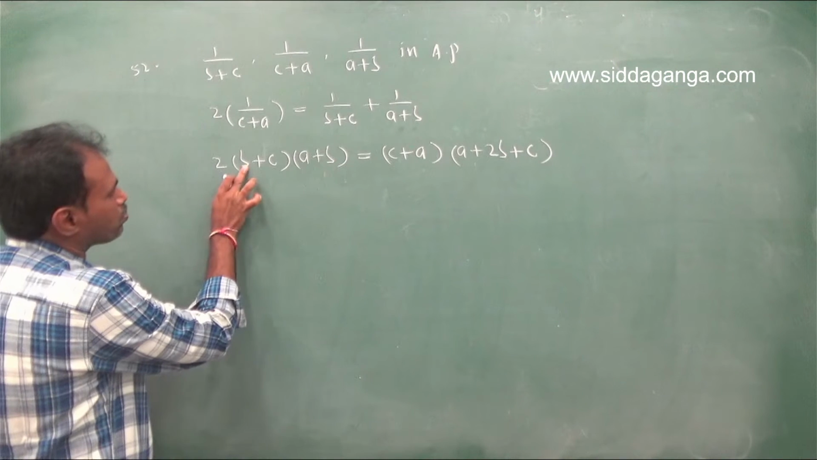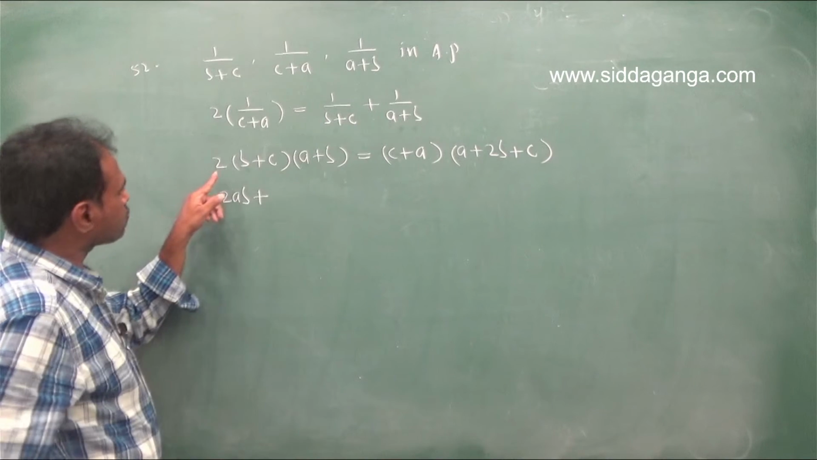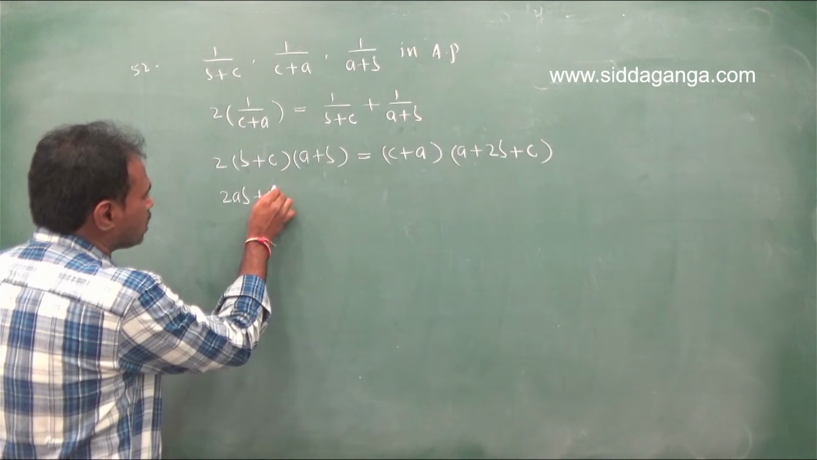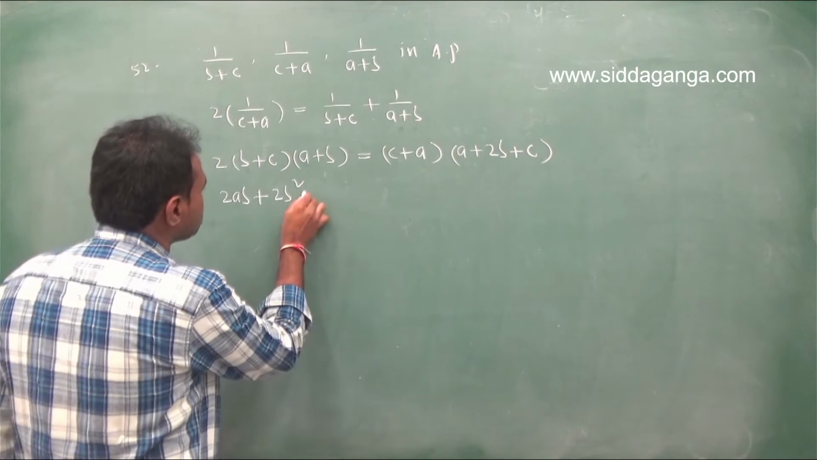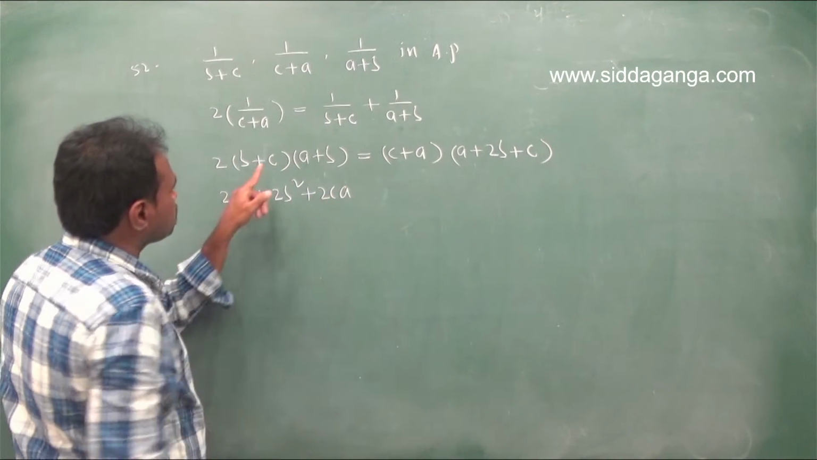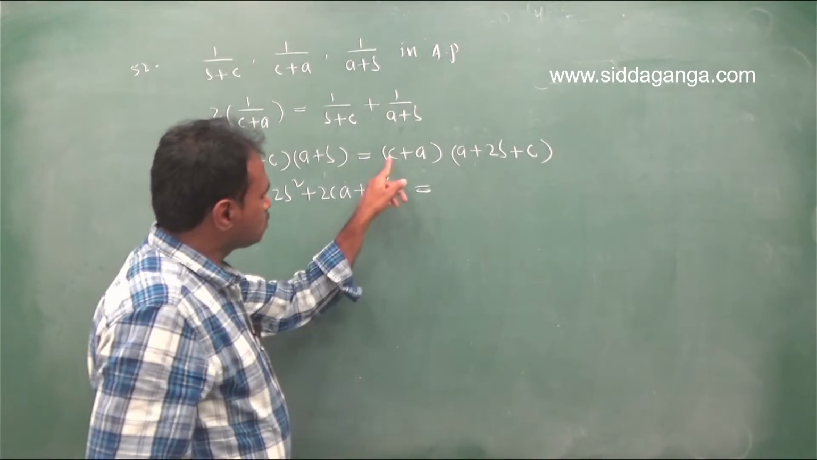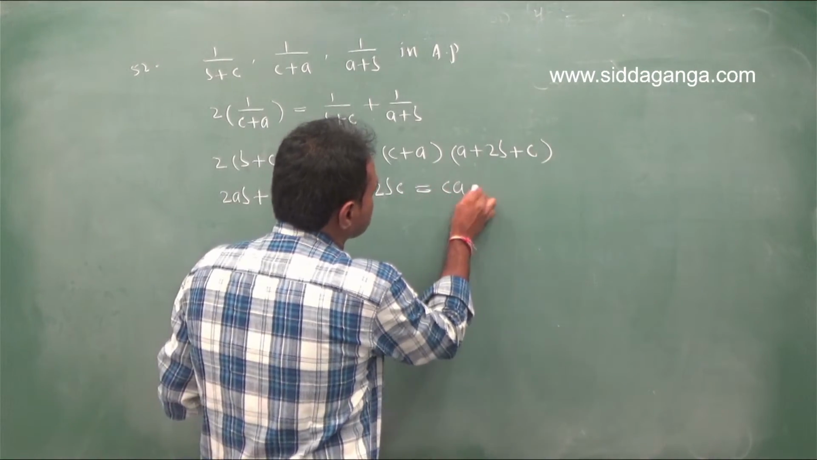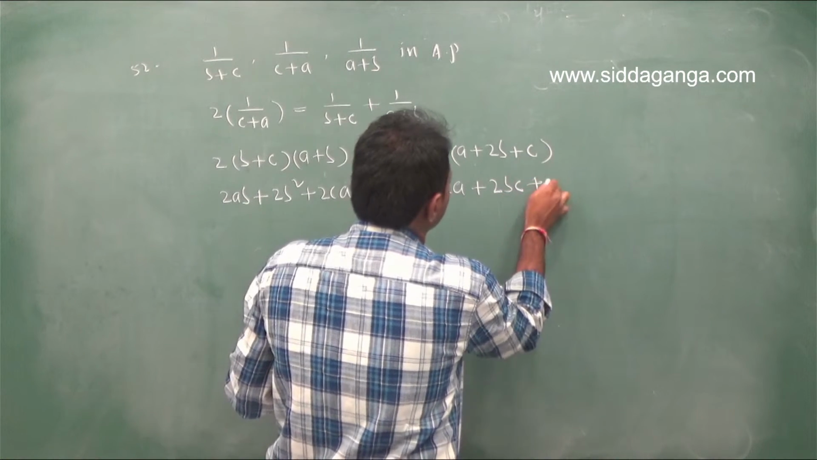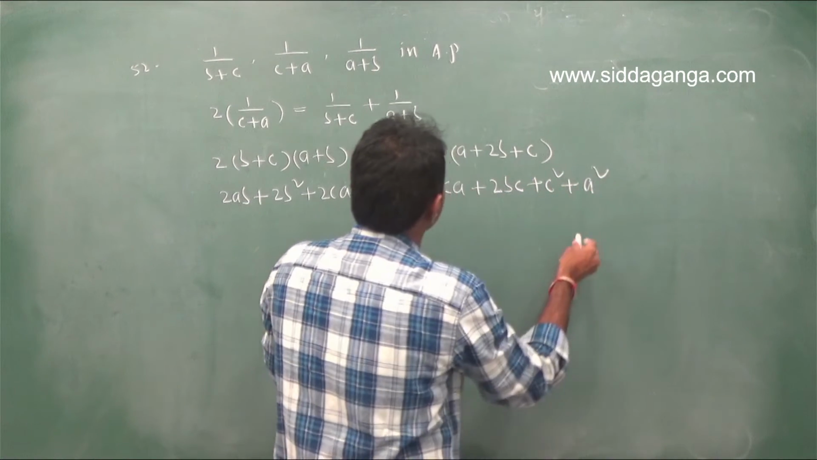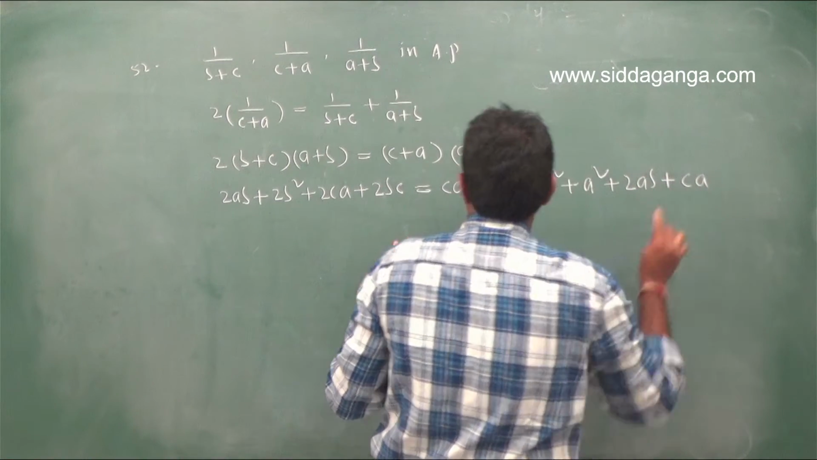Therefore it is equal to b into a, that is ab, 2ab, plus b into b, b square, that is 2b square. Next c into a, that is 2ca. Next c into b, that is 2bc. It is equal to c into a, that is ca, plus c into b, that is 2bc. Next plus c square plus a into a square plus 2ab plus ca plus ca.